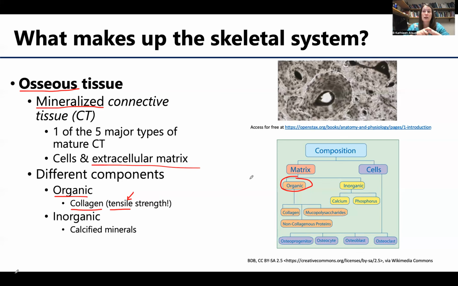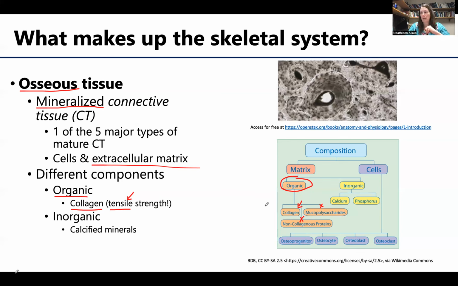So organic is very important. Collagen is kind of the big one here. There are other components of the organic portions of the extracellular matrix, but don't worry so much about those specifics. If you've got collagen down, we're feeling good there.